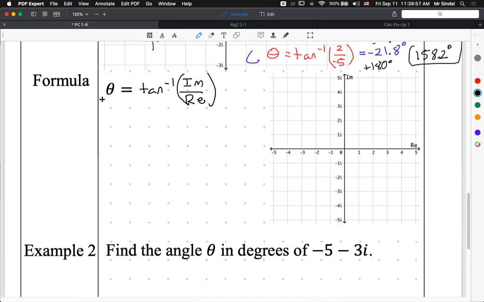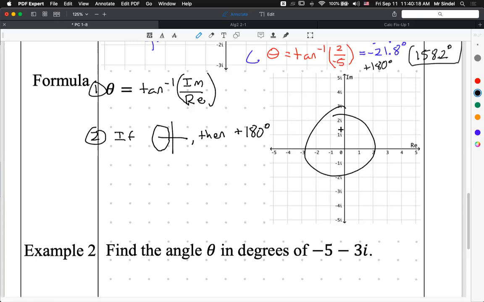That's step 1, and then step 2. If you are in these quadrants over here on the left, then you have to add 180. Bada bing, bada boom. And I was wondering, why did I leave that chart there? It's so that I can say, if you're over here on the left, you need to add 180 degrees. I didn't need to make my own chart.